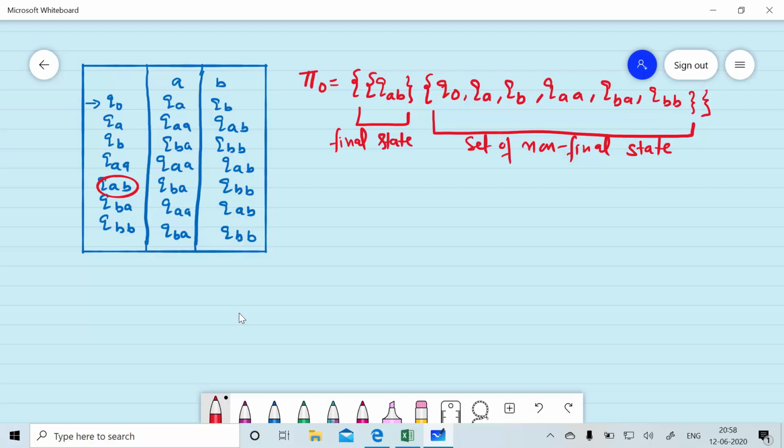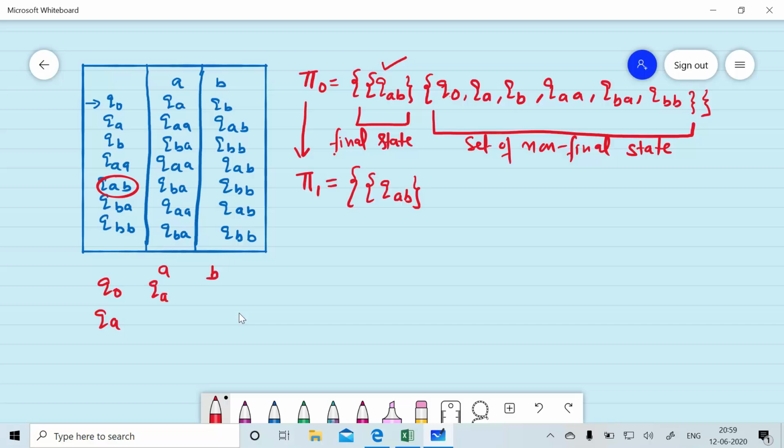Now we will determine pi 1, and pi 1 is determined from pi 0. If a particular set consists of more than one state, then we will check for one equivalence. The first set consists of only a single state, so it will be included directly in pi 1. For checking the equivalence of Q0 and QA, we will observe the entries under A and B.